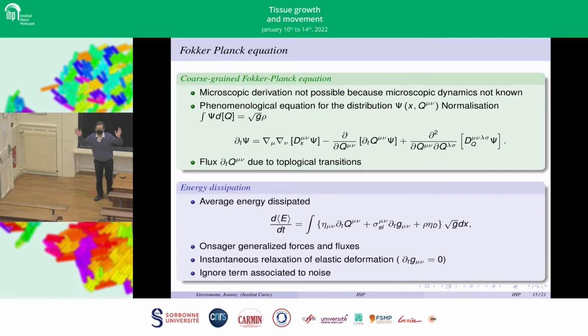Cell division is 1 day. And if you look at the spheroid, the local relaxation is much faster than that. It's minutes or something like this. So that's not a bad approximation. So I ignore this term, I ignore this term. And this is eta mu nu times dtq mu nu, which is exactly the structure of Onsager's approach.